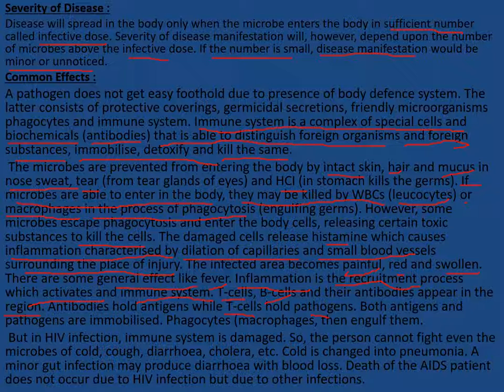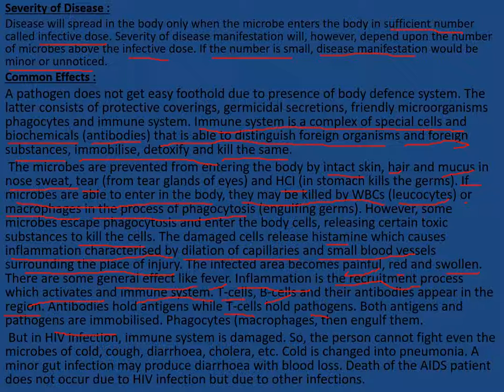Both antigens and pathogens are immobilized due to the presence of our antibodies and our T cells. Phagocytes and macrophages then envelop these microorganisms and antigens, and they start killing them inside their bodies.